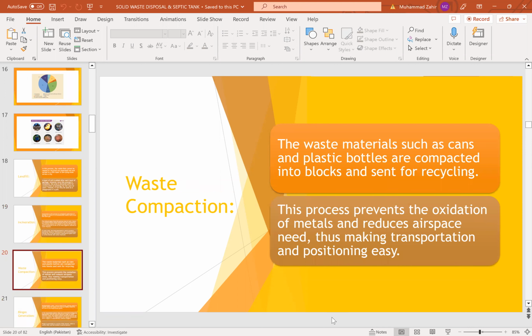Waste compaction: waste materials such as cans and plastic bottles are compacted into blocks and sent for recycling. This process prevents the oxidation of metals and reduces air spaces, thus making transportation and positioning easy.